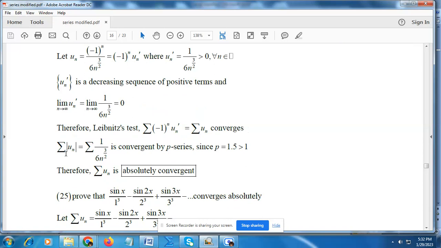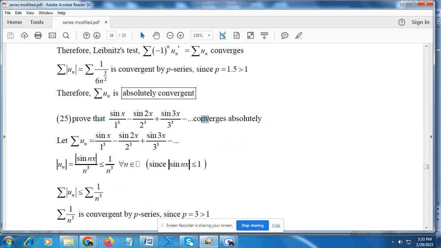Now take sigma modulus un. It is sigma 1 by 6 n power 3 by 2. We say directly it is convergent because by P series it is convergent, whose P value is 1.5, which is greater than 1. So by P series, sigma 1 by 6 n power 3 by 2 is convergent. So sigma mod un is convergent, and we say that it is absolutely convergent.